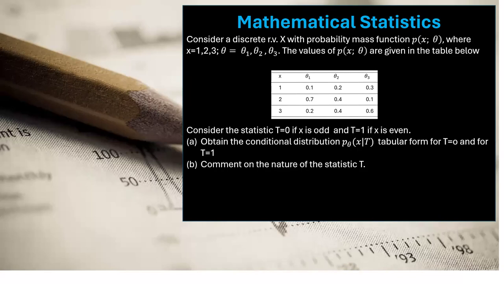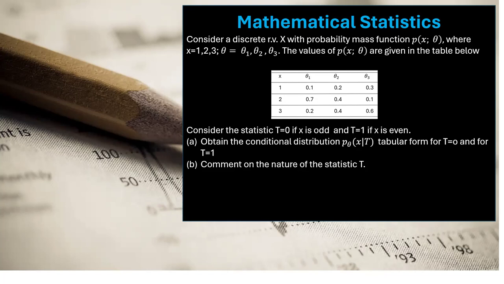Okay, so right now we have a discrete random variable X with the following probability mass function, p(x; theta). The theta here could be theta 1, theta 2, theta 3, and the x is 1, 2, 3. As you can see, when theta is theta 1, if you add all the x values 0.1, 0.7, 0.2 together, it is 1. The same holds for theta 2 and theta 3.